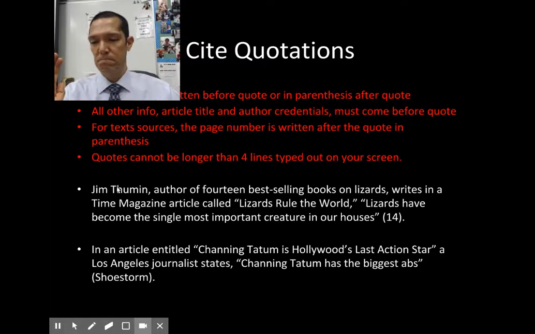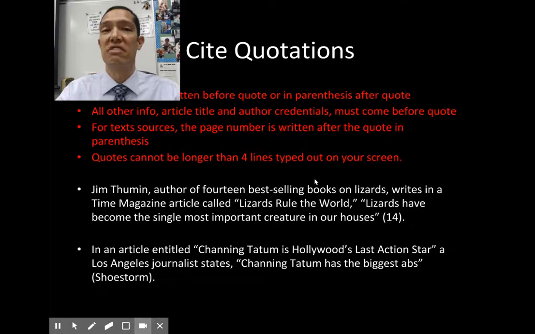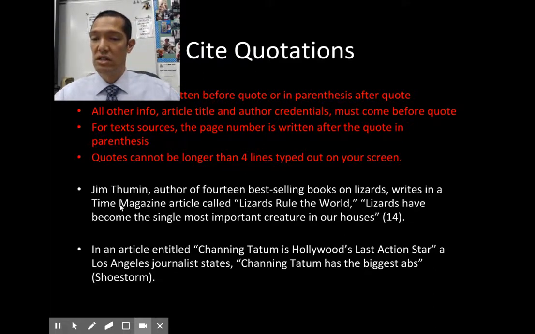We've got the author, okay? Then I've got his credentials. This is why you should believe him. I've got where the article you are citing is coming from, and I've got the title of the article. All of these things are good to have in the intro to your quote. Then I have a comma inside the quotation marks, and of course the title of the article is also in quotation marks, and then the quote itself is in quotation marks.